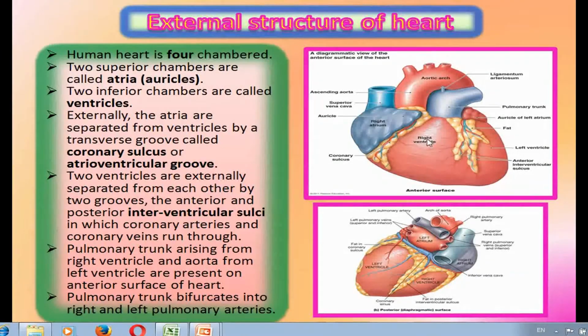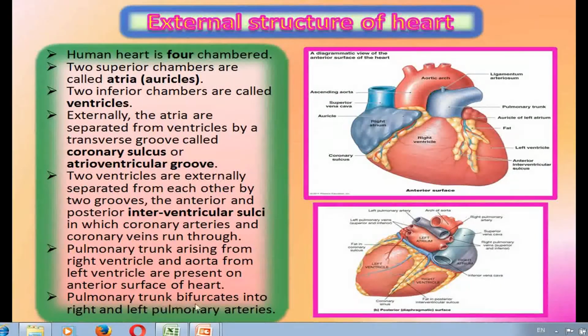Here the pulmonary trunk arises from the right ventricle, and the aorta from the left ventricle. This is the left ventricle, and the aorta arising from it is present on the anterior surface of the heart. This is the anterior surface of the heart. This is the aorta and this is the pulmonary trunk.